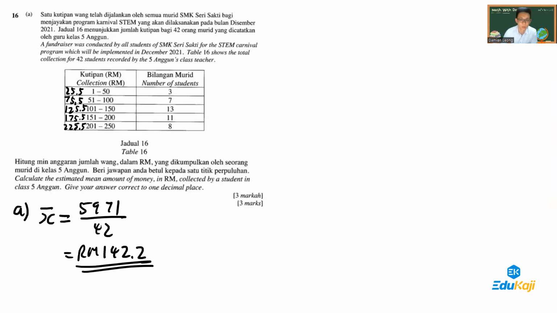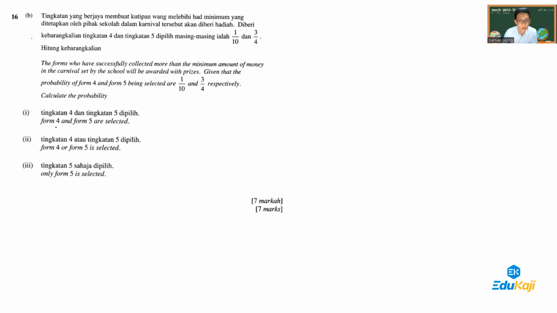So part B, Form 4 and 5 are selected. Probability. So the probability that Form 4 is selected is 1 over 10, Form 5 selected is 3 over 4. So Form 4 and 5 both selected means 1 over 10 times 3 over 4. Probability Form 4 is selected and probability Form 5 is selected, so times together. So it'll be 3 over 40.